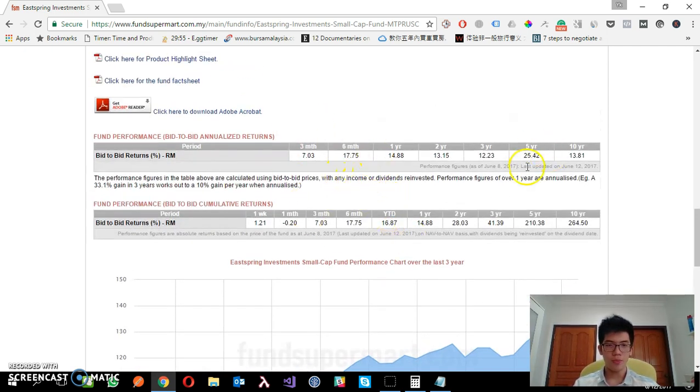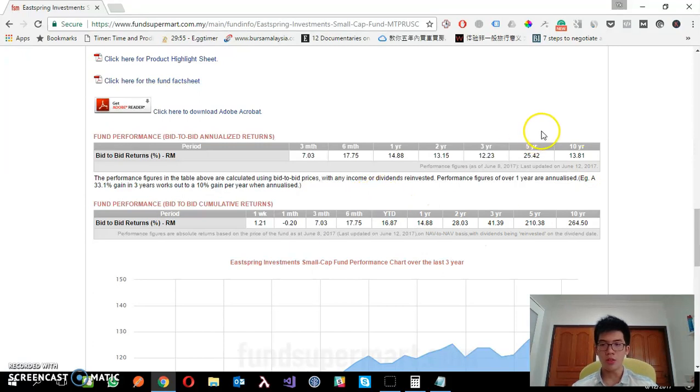Okay, here are the fund performance and annualized returns. What it means is that over the 10 years they have this accumulated return, and it translates into annual returns every year. So meaning over 10 years, every year the ROI is 13.81% if you had invested in this one 10 years ago.